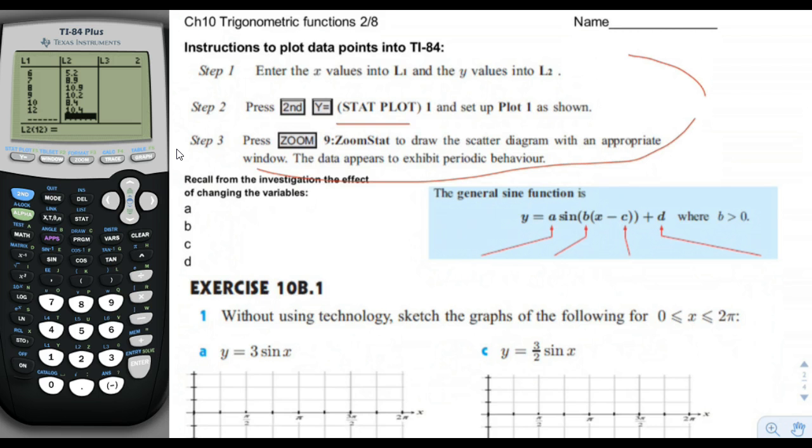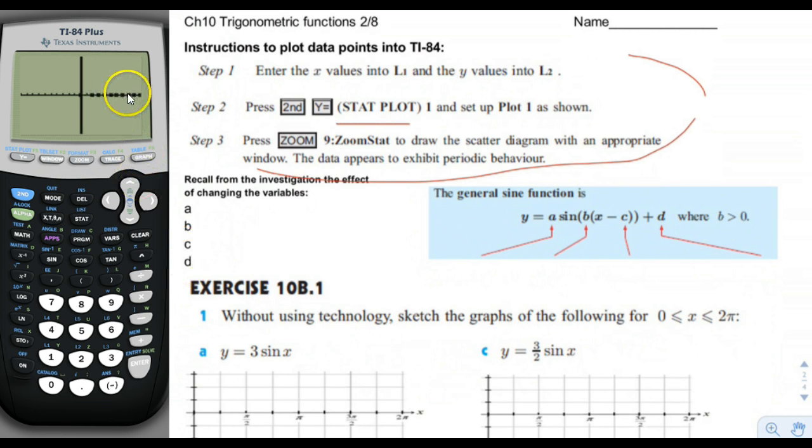To make it print, we're going to go to second y equals, which is stat plot. And then we're going to say, I'm going to print L1 and L2 with a scatter plot. So it would be like this one here. I want a scatter plot, which is that one. I'm going to turn it on, and X list is L1 and Y list is L2. Okay, and that's it, I think. And then I'm going to graph.